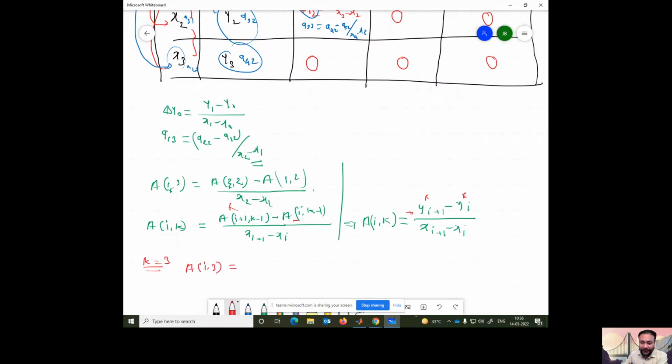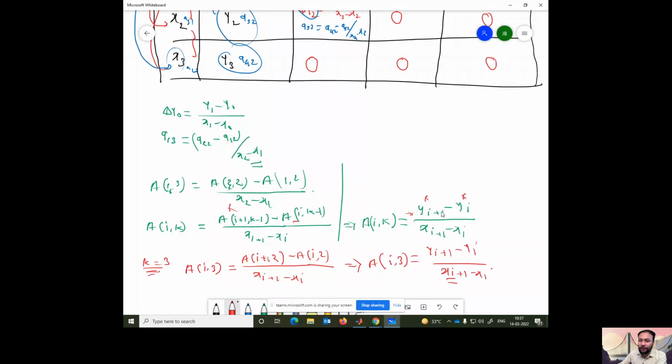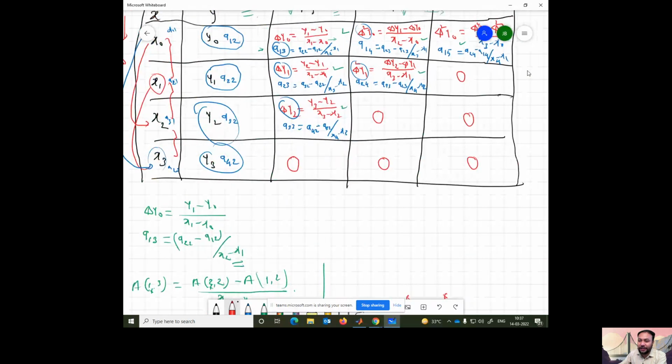K is equal to 3 here. If k is equal to 3, I can write the algorithm either this or this. I can write this a I plus 1 comma 2 minus a I comma 2, or x I plus 1 minus x I. Same thing here. If I want to write in this format, I comma 3 is equal to y I plus 1 minus y I divided by x I plus 1 minus x I. And be careful that in case of the denominator, this algorithm is only for k is equal to 3. In the denominator, the logic is not going to work here.